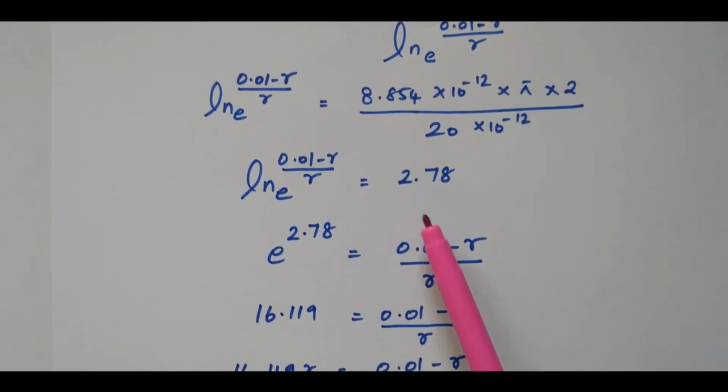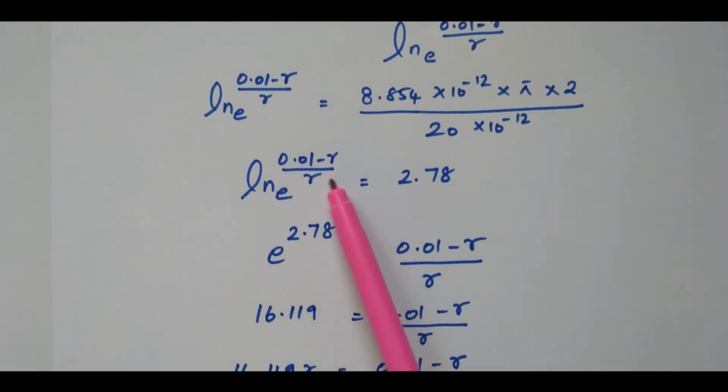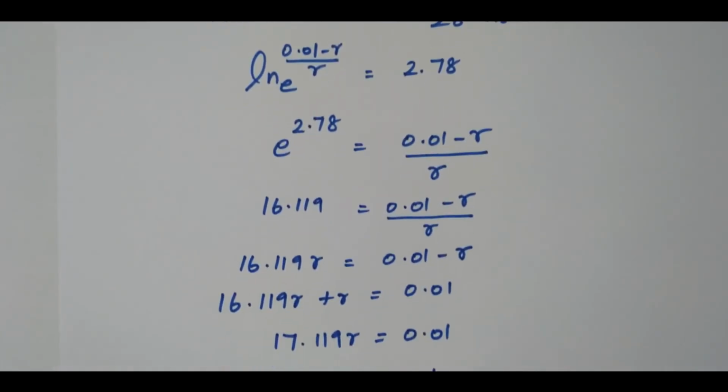Now we can simplify this. So while simplifying, what we got? 2.78. Log 0.01 minus r by r equal to 2.78. So based on the previous value, we can interchange these two. E power 2.78 equal to 0.01 minus r by r, right? So the value of e power 2.78 is 16.119. That is equal to 0.01 minus r by r, right? Now multiply this r in the numerator. So 16.119 r equal to 0.01 minus r.